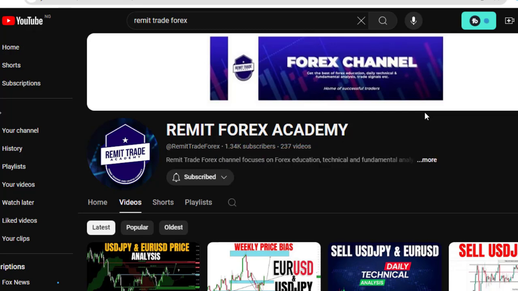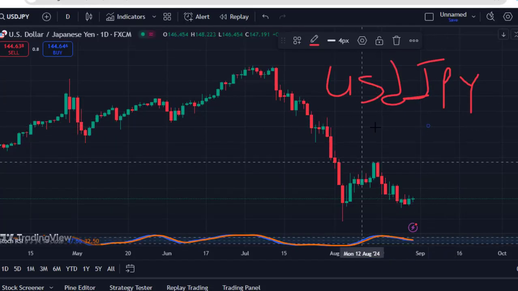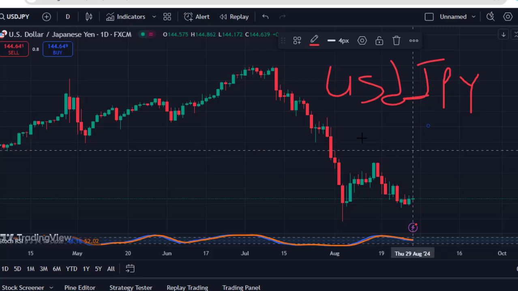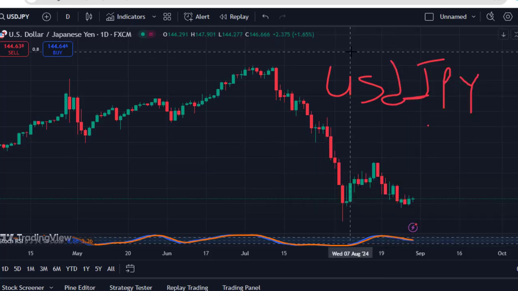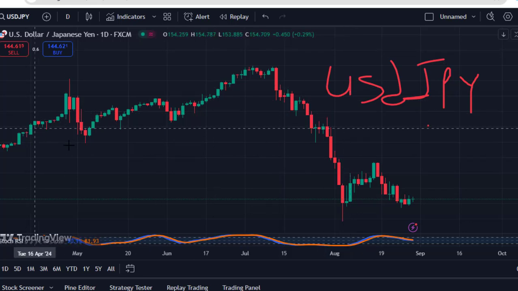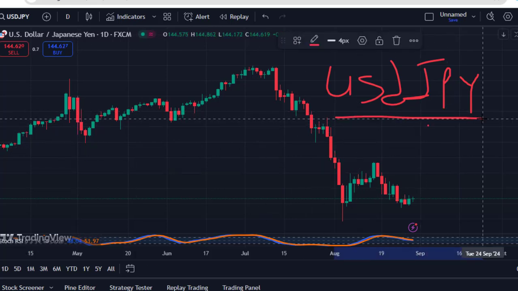Let's dive right into the details. Looking at USDJPY right at this very point, which is one of the major pairs in the market. Major pairs are those that are major currency pairs with the US dollar. For example, we have EURUSD, we have GBPUSD, and we also have USDCAD. These are major pairs, including this very one right here, USDJPY.